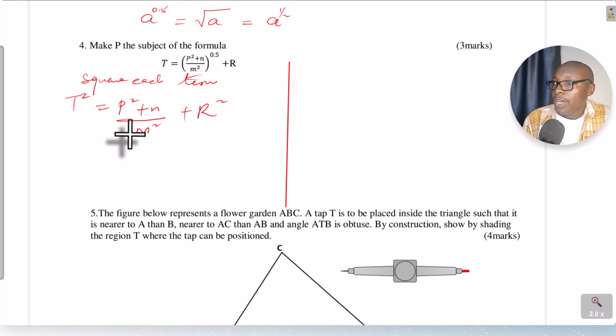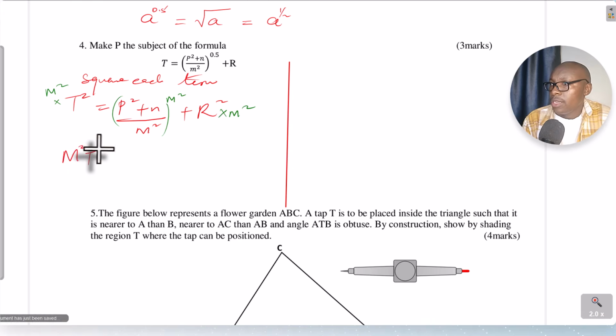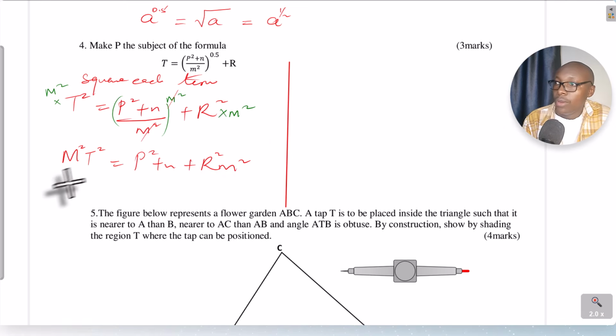Our target is to make p the subject. So from there, the next step, get rid of this denominator here. You can multiply each term again by m squared, multiply the whole of these by m squared. So from there you have m squared t squared is equal to, that one will cancel this, you have p squared plus n plus r squared m squared.